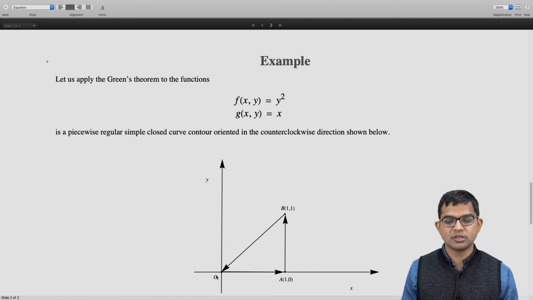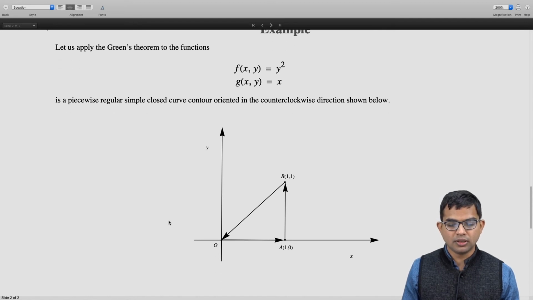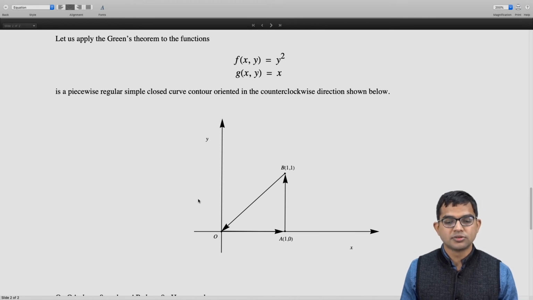So you start from the origin, go to the point A, go to the point B, and come back to the point O, right? So this is a piecewise simple closed curve. If you consider some contour like this, you can try out some other and verify it as well. Now we will see that it's actually quite straightforward to verify this.